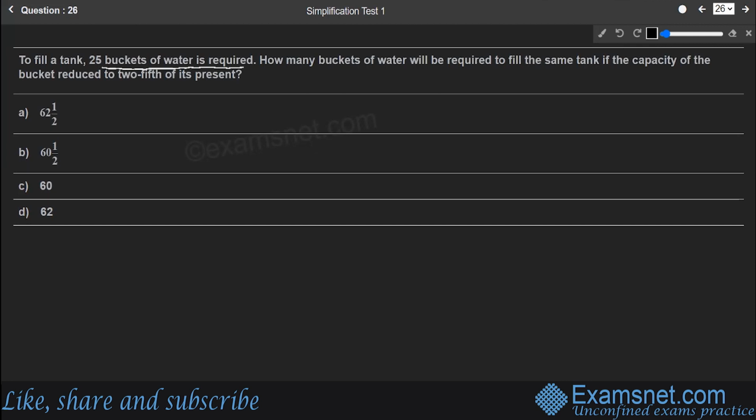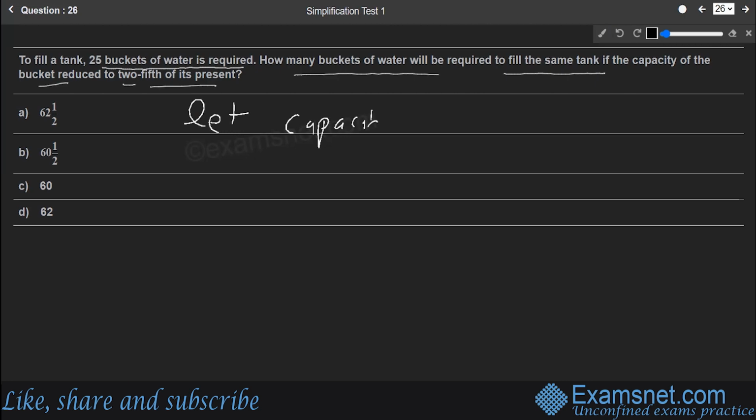Okay, how many liters of water come in a single bucket, that he has not mentioned. Then he says, how many buckets of water will be required to fill the same tank if the capacity of the bucket is reduced to 2/5 of its present? So first of all, we'll have to assume the capacity of the bucket, because it is not given, so we have to assume it, then only we'll be able to reduce it. So let us first assume the capacity of the bucket.